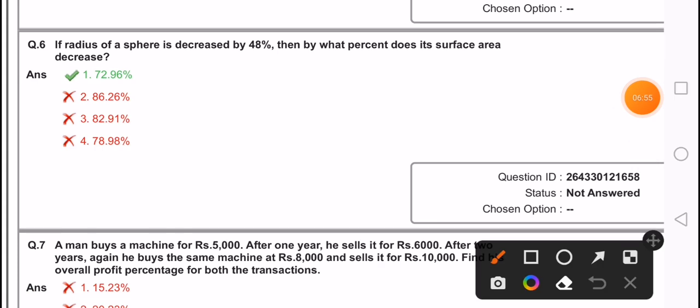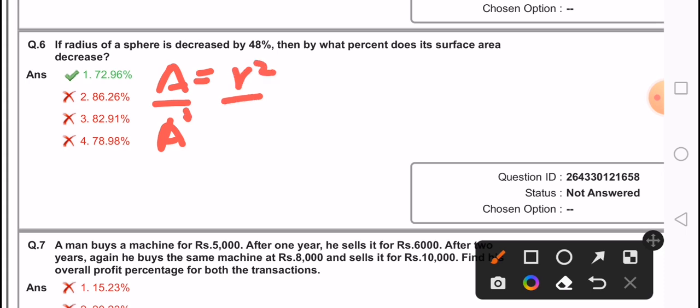Okay, next question based on volume. It is asked that the radius of a sphere is decreased by 40%, then what percentage is the surface area decreased? Let us say first the area is equal to pi r square. We do not need to write pi because it will just cancel out, and the new area would be a dash. So this would be r square, and let the new radius be r dash.